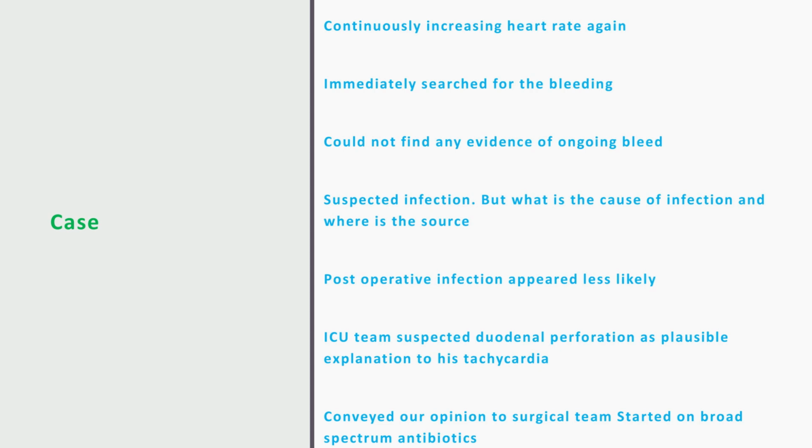After ruling out other causes like fever or pain, we immediately searched for bleeding and looked into the abdominal drain for any blood collection, checked hemoglobin and did a FAST assessment, but we could not find any evidence of ongoing bleed. Therefore, we suspected infection. But what is the cause of infection and where is the source? Post-operative infection appeared less likely to us in view of the nature of the surgical intervention.